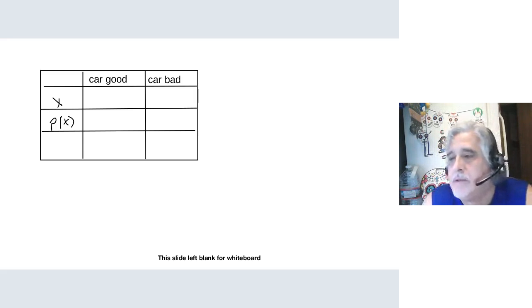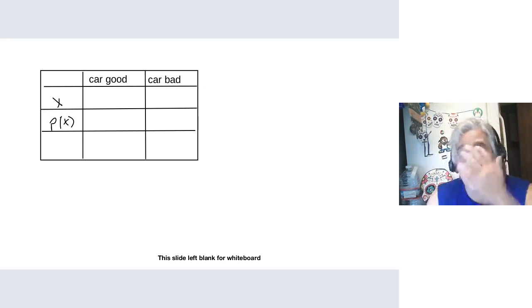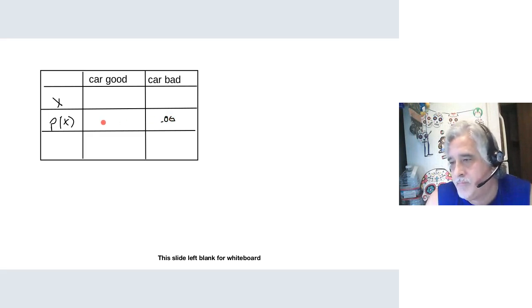It says 6% chance would have to replace. So here's the 6%. And then the 94% not replace. Both of those cases are supposed to be a decimal. You have to write it as a decimal. You can't really do calculations with a percent.